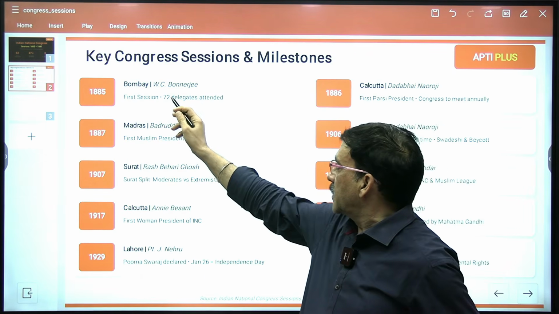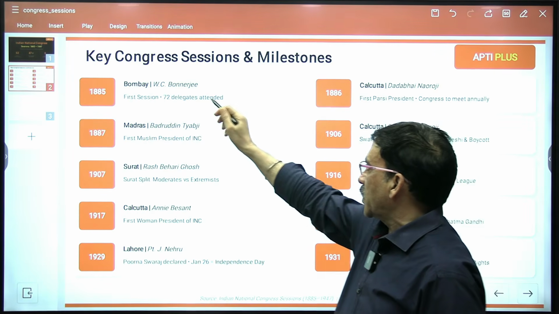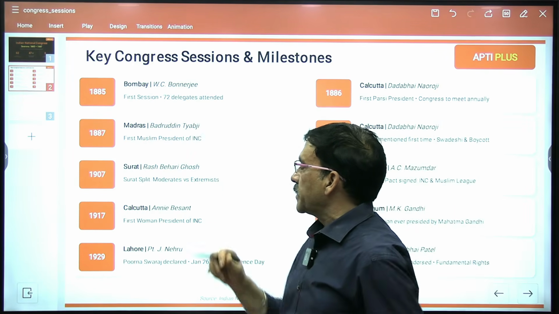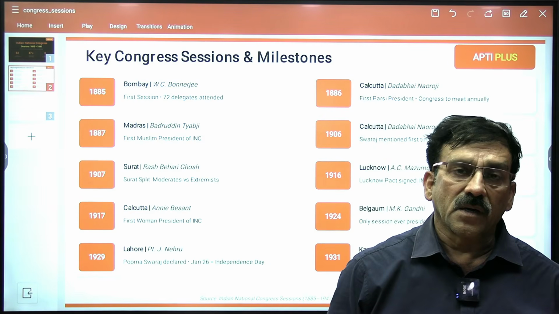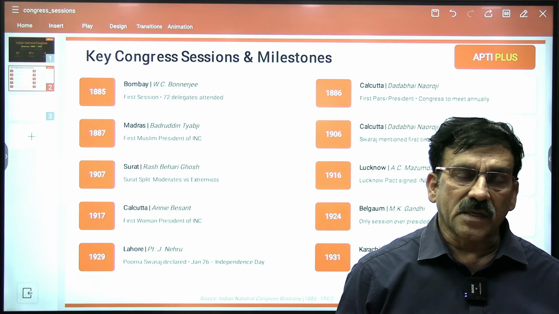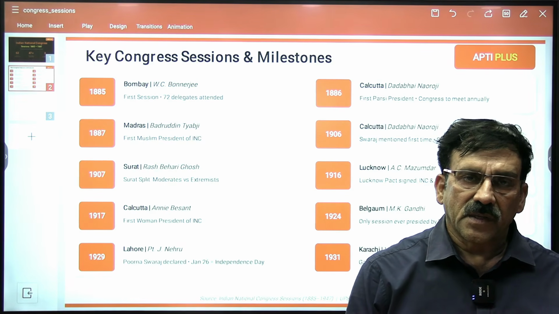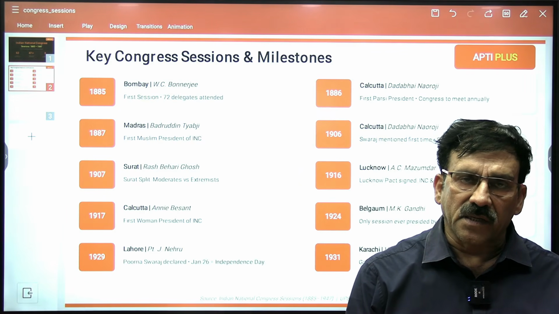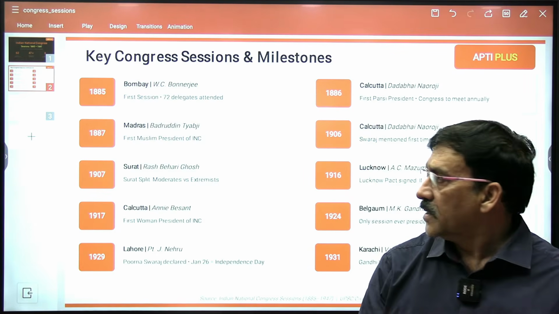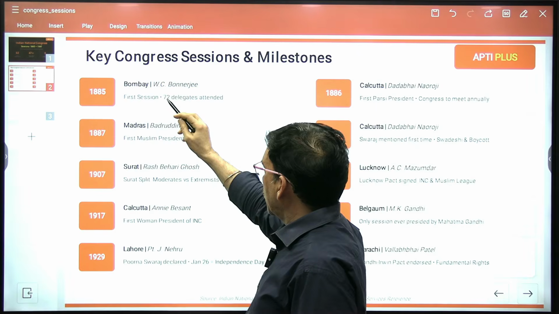The first session is Bombay, presided by W.C. Banerjee, but the first General Secretary was A.O. Hume. Why did he keep this office? Because the office of General Secretary is a deciding office. Without his approval, Congress cannot undertake any fundamental decisions. So just have a look over this, some important early sessions.